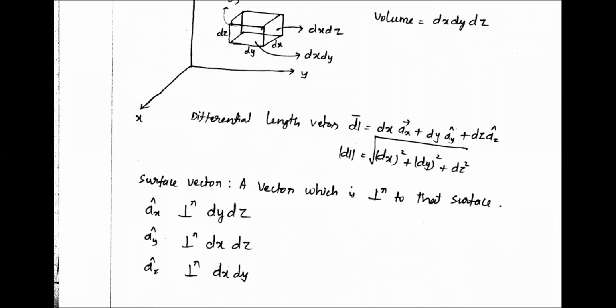Next, they have clearly given what is a z cap. A z cap is always what? Perpendicular to the surface dy dz. This is the surface vector for the dy dz surface. Ax cap is the surface vector for dy and dz, and it is always perpendicular to that surface. Again, they have clearly given what is a surface vector. A surface vector is a vector which is always perpendicular to that surface. That is the definition. Like this you can get it for other combinations.